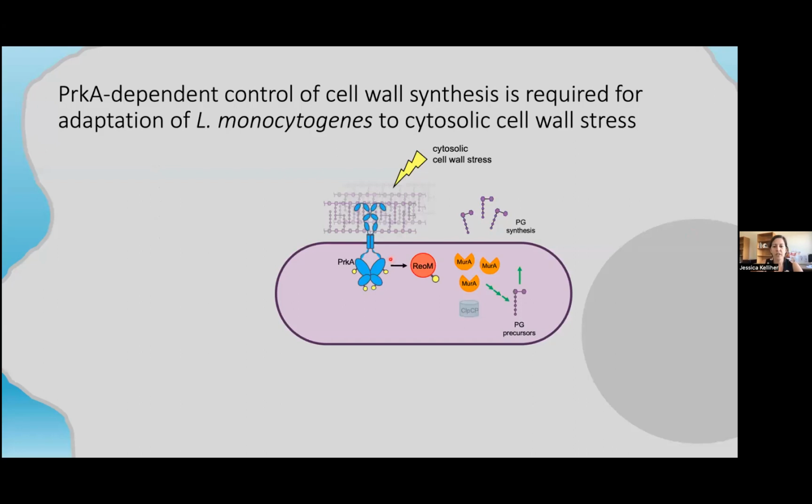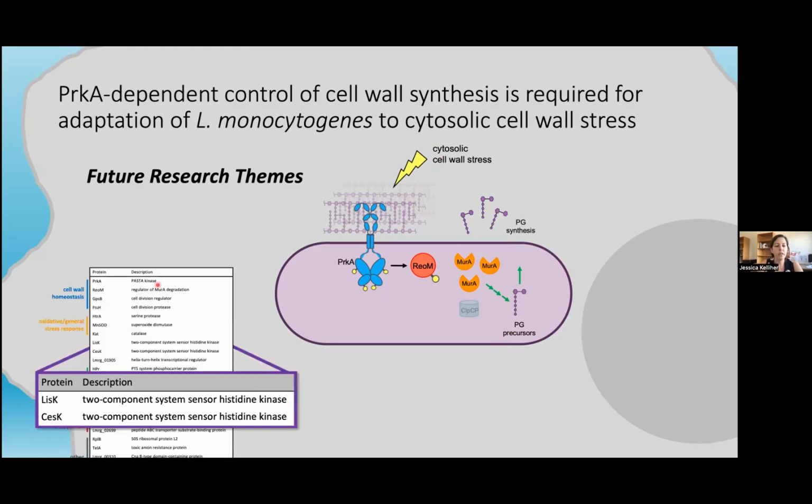So just to summarize this story briefly, I've shown you that during cell wall stress, both in vitro and in the cytosol, PERK-A is phosphorylating REOM in order to increase peptidoglycan synthesis. And so this pathway we've shown is clearly important to the pathogenesis of Listeria, but PERK-A phosphorylates many other proteins. And so moving forward, I'm interested in understanding how these other substrates are contributing to adaptation.